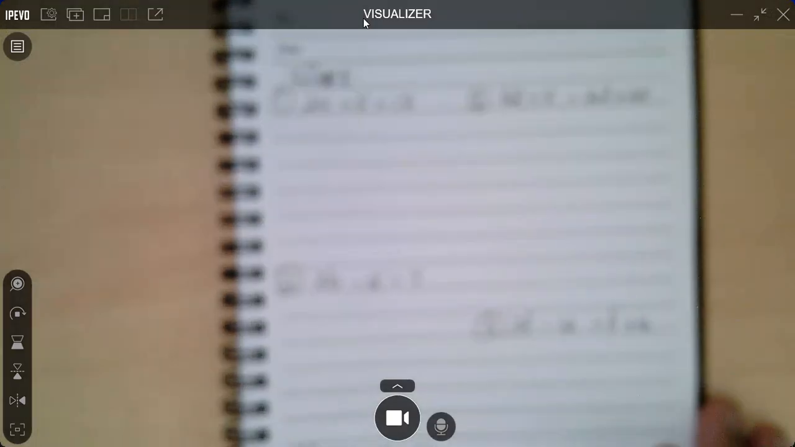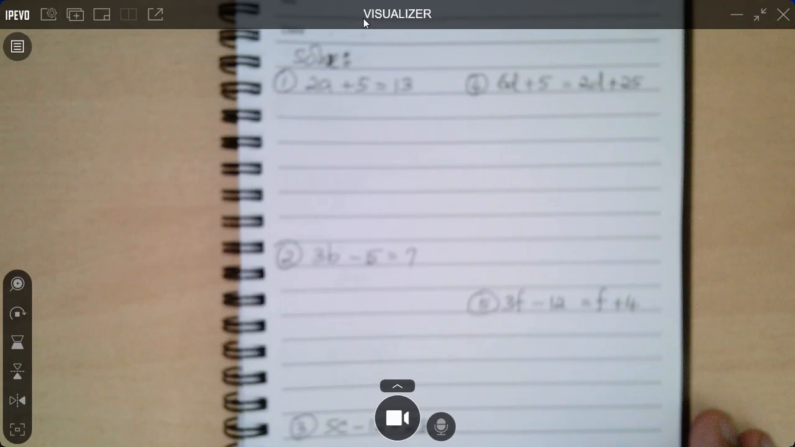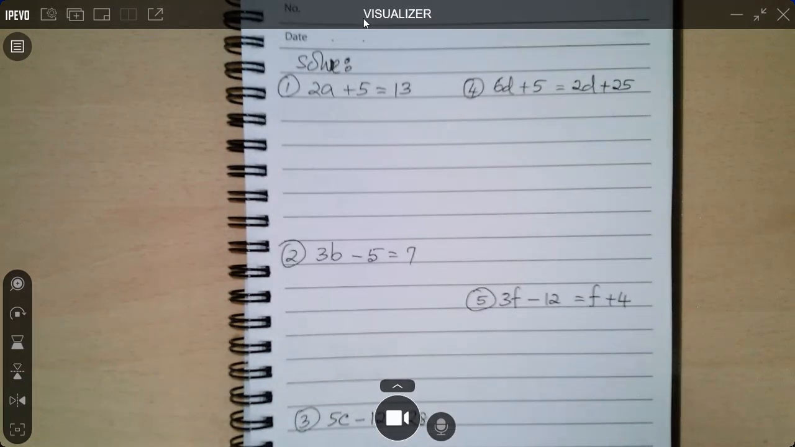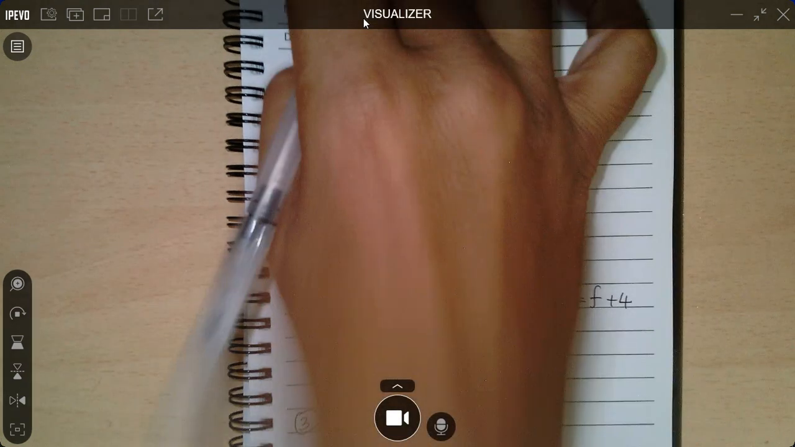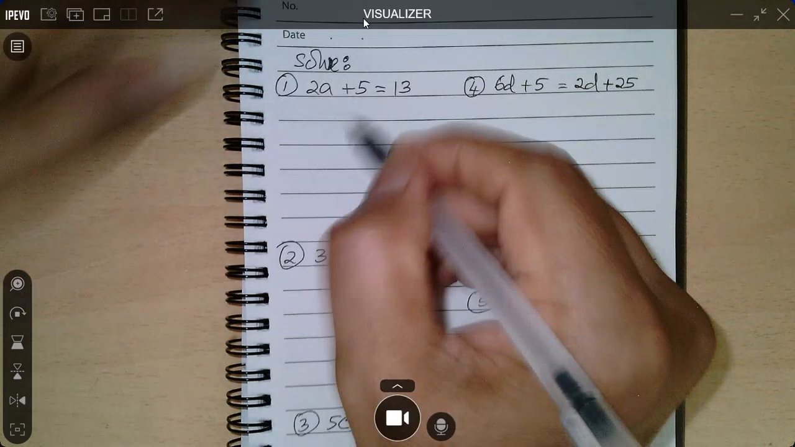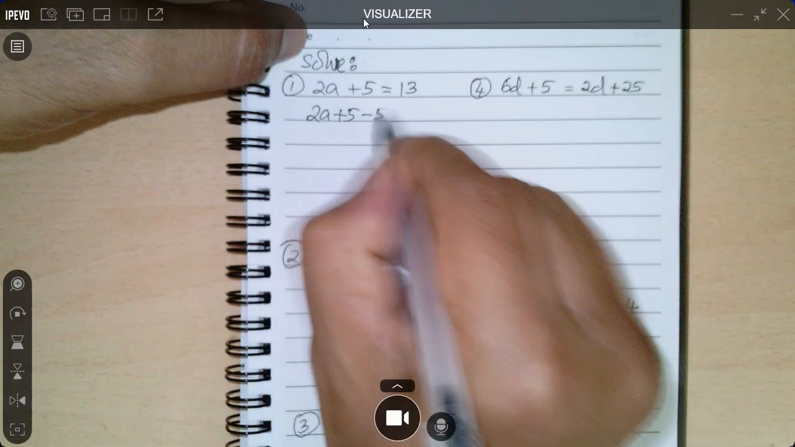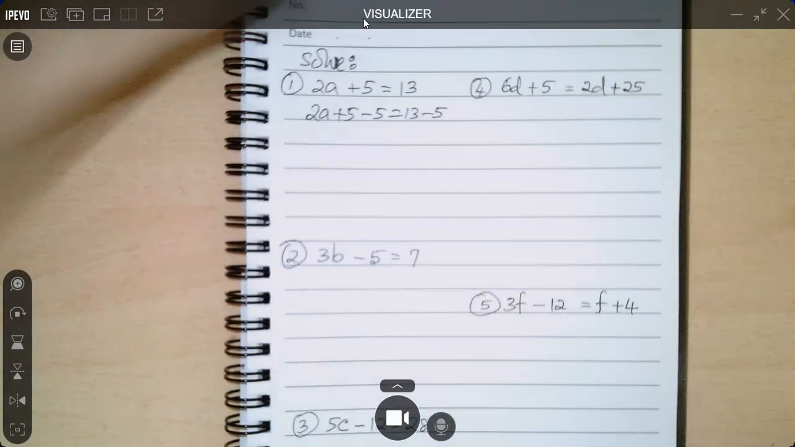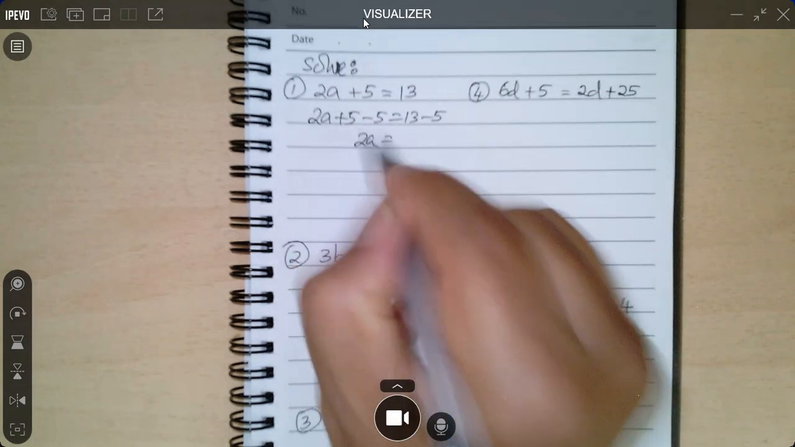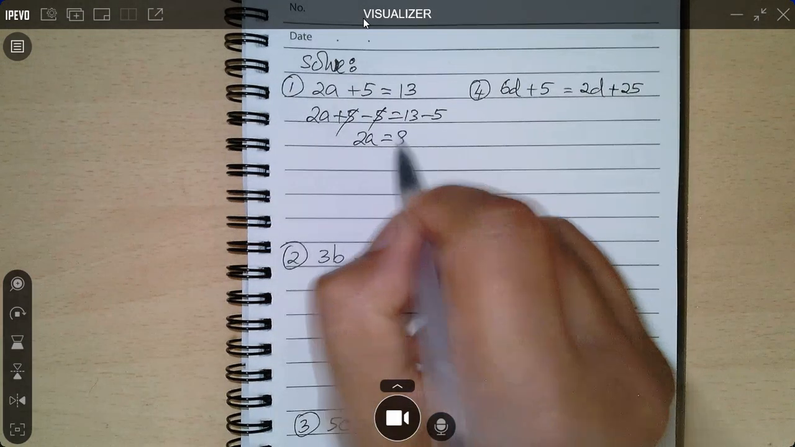Now we see here, how do we solve equations? Okay. So I got here 2a plus 5 equal 13. First of all, the reverse for plus 5 is minus 5. So I need to do minus 5 both sides. On the left side, I get 2a because plus 5 and minus 5 go off. On the right side, I get 8.